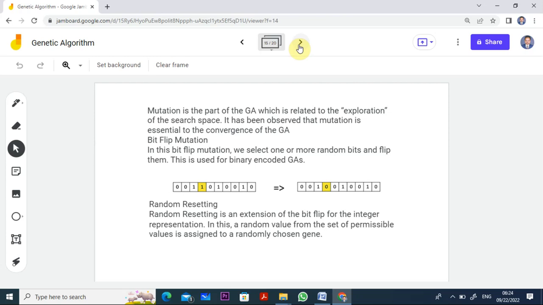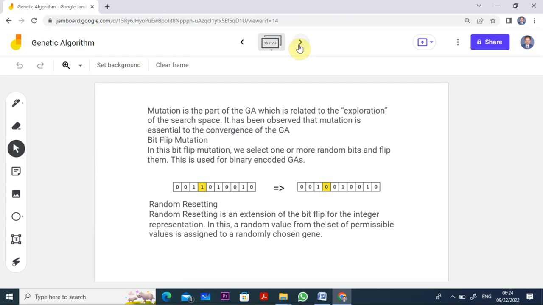That means if you repeat the existing again and again, we call that the exploitation out of the existing. So you are trying to get something new, that we call the exploration out of the set of the receivable. It has been observed that mutation is essential to the convergence of the genetic algorithm.